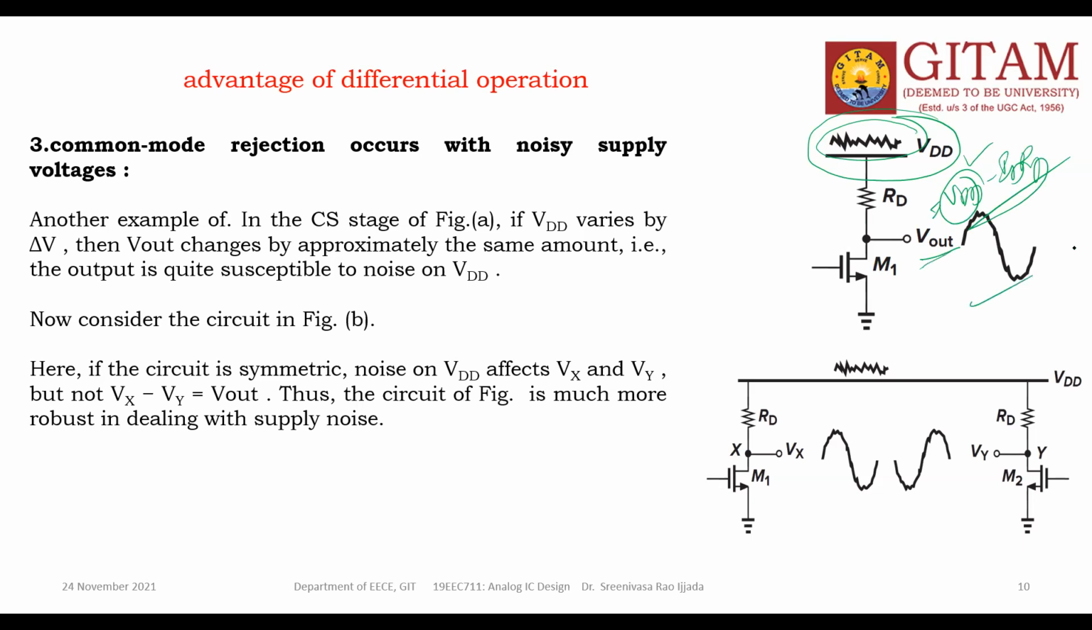This is another issue in the single-ended operation. When it comes to the differential operation, the same direction I can take, but Vx and Vy both I am taking, and finally my output is Vx minus Vy. At that time, whatever the disturbances are here and here, both are opposite, so they are cancelling each other, and we will get the same. In this way, your differential mode will reject the common mode noise also, or you can say supply noise also. Okay.